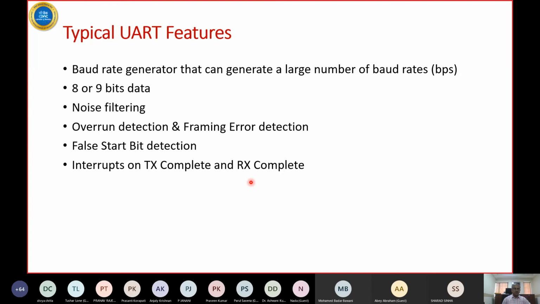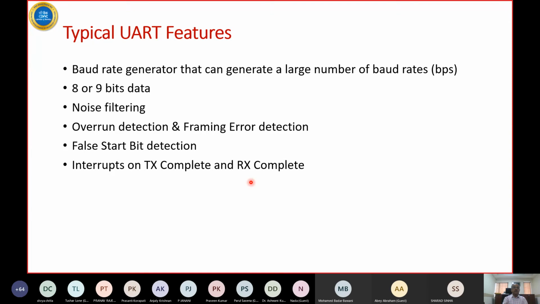In the previous session, interrupts were described. Interrupts are something that indicate completion of activity in this context. So whenever a byte was given for transmission and the byte got transmitted successfully, the UART can send an interrupt to the CPU.